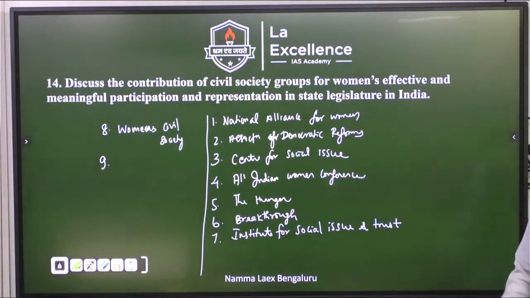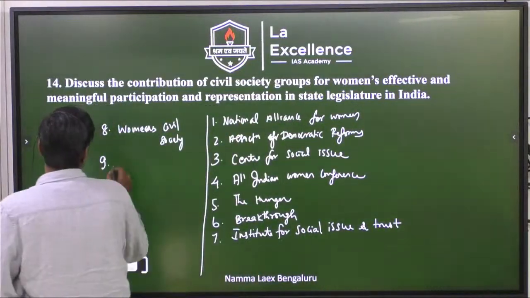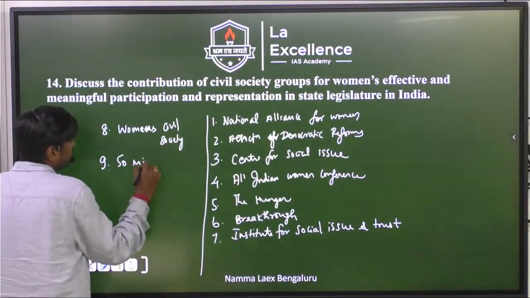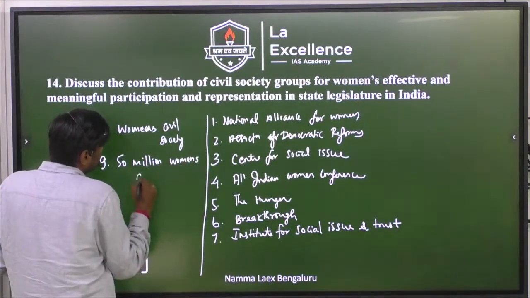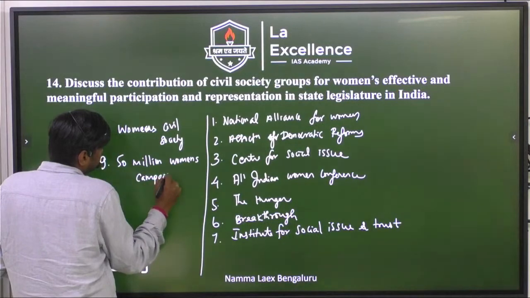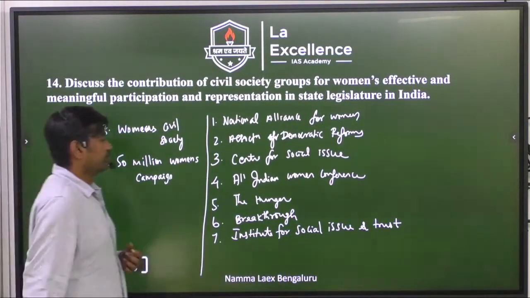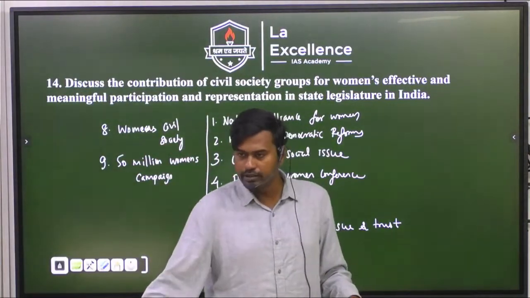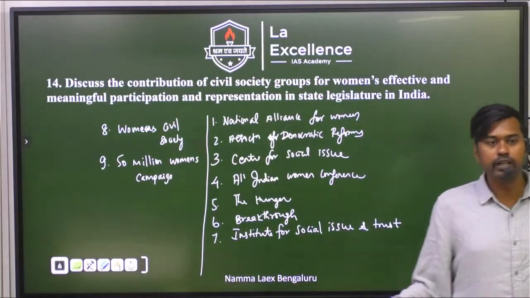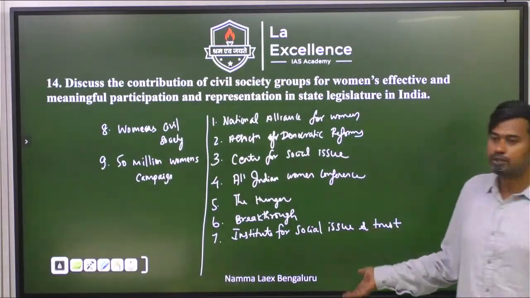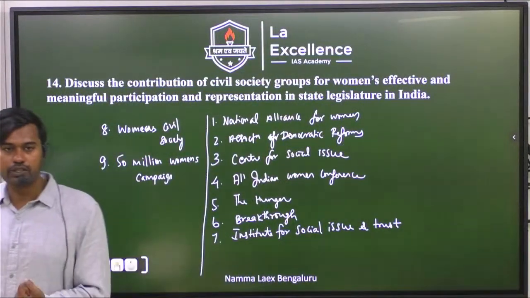What are the other organizations? Anything you can remember? Yes, 50 Million Women's Campaign. One more famous is 50 Million Women's Campaign. Yes, so you write this. I'll try to say what they are doing, their contribution. Again you will be required to read in mains. Now only you write it. So the job is easy. At least you know some civil society organizations now.